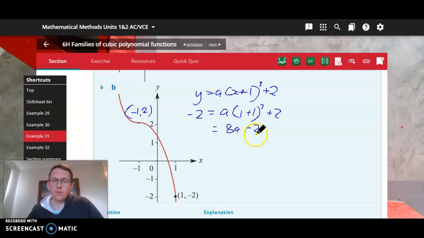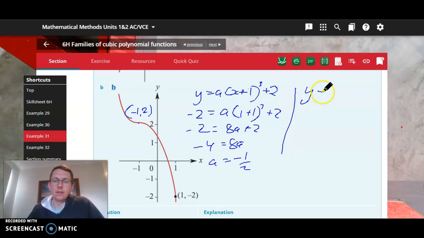Now you can move the 2 earlier if you want. They did that in the worked example. Doesn't really matter. Now I'm going to minus 2 on both sides. Minus 4 equals 8a. And we're going to find that now a equals -a half. And that's how you can find that. So again, now I've written this as y equals -a half x plus 1 all cubed plus 2.